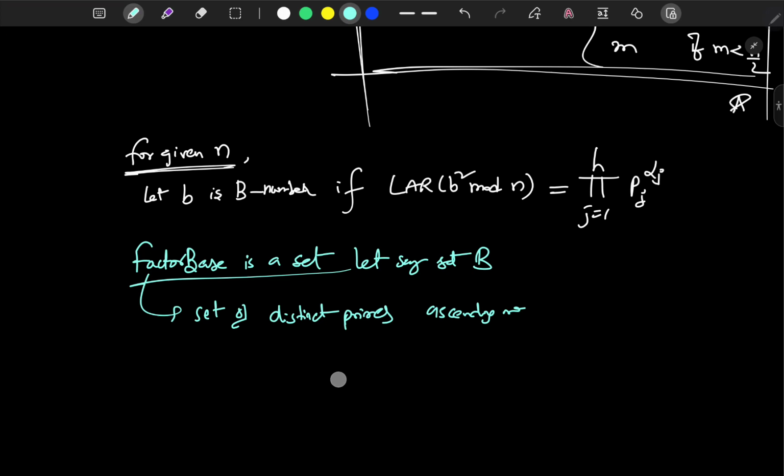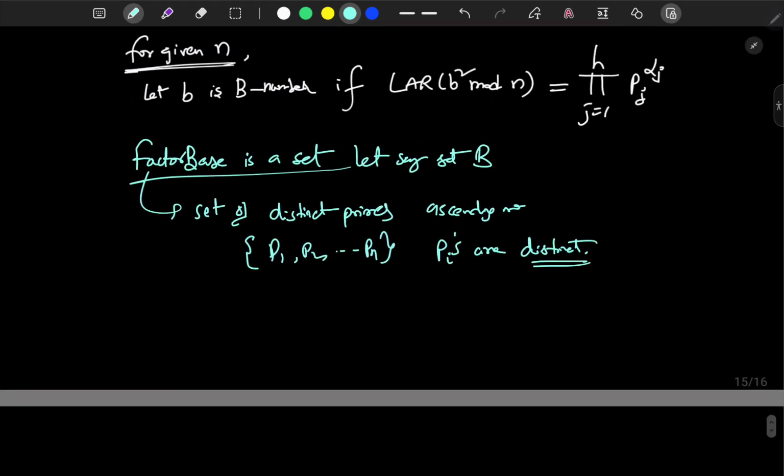If you want a real definition, I can write it like this: the factor base is a set of distinct primes p1, p2 and so on up to pn, where all the pi's are distinct. Here you have to remember a corner case: p1 can be minus 1. That's what you have to remember.